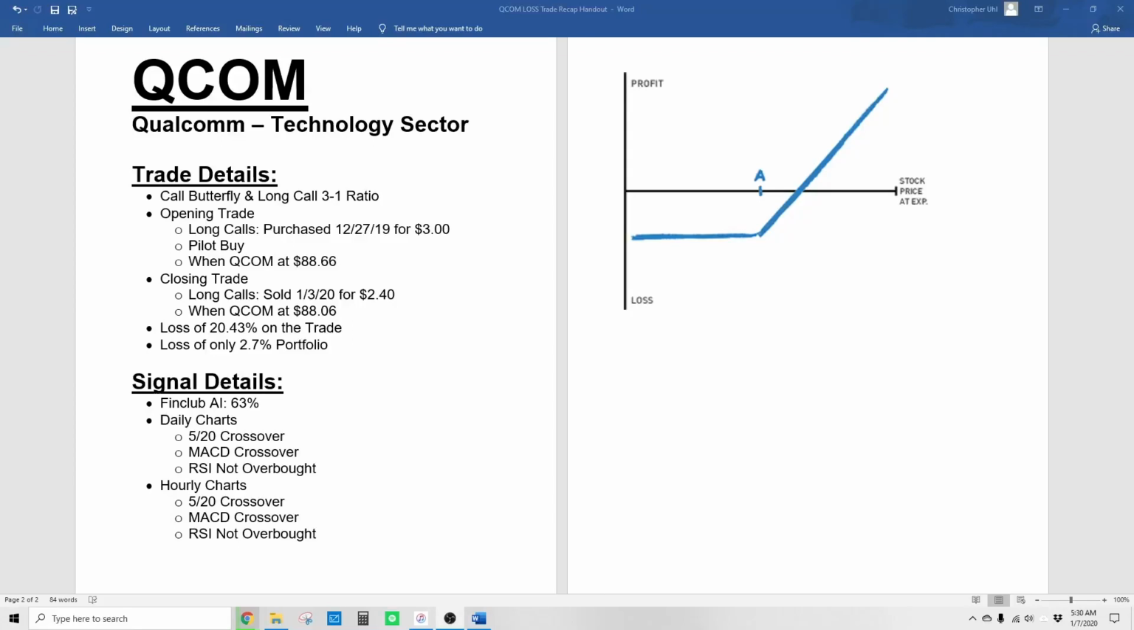Hey there, traders. Today we're going to be talking about a loss in Qualcomm, QCOM, the technology sector.